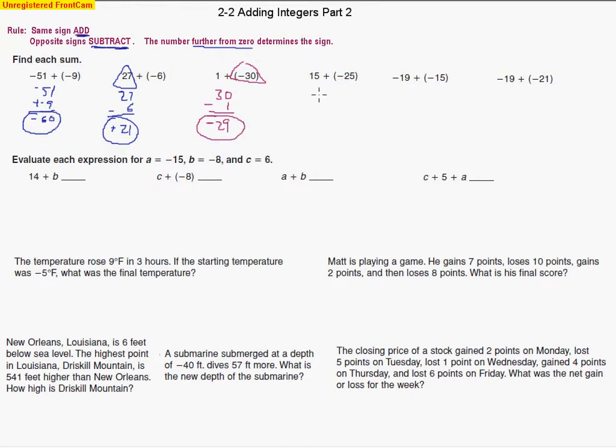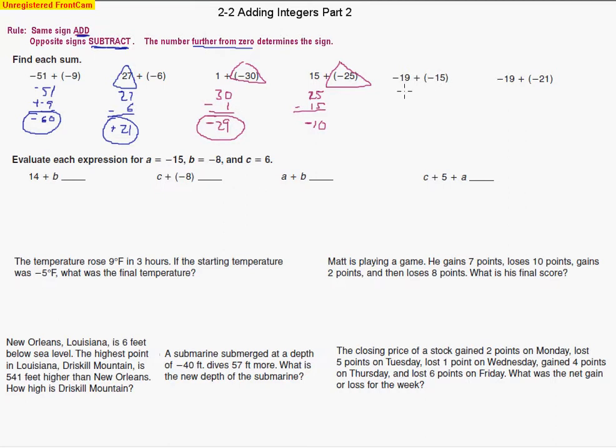Same thing over here. We're subtracting these two numbers because they are opposite in sign. One's positive, one's negative. So we subtract, we end up at 10. Now, is it a positive or negative? Well, look to see which one's the one further from 0, and that determines the sign.